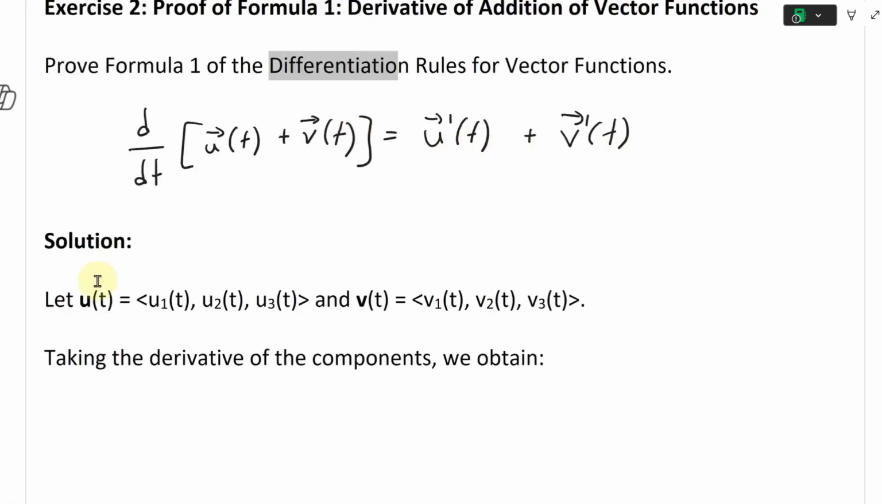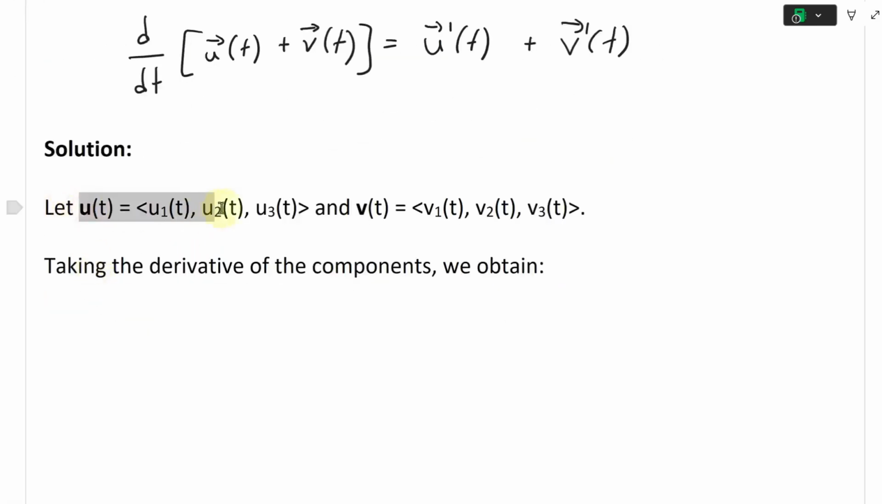So let u of t, the first vector function, be comprised of three functions as components: u1 of t, u2 of t, u3 of t. Then the second vector function v of t has components v1 of t, v2 of t, v3 of t. These are just real valued functions as components, and this is a full vector function. So taking the derivative of the components, we go d over dt of u of t plus v of t.